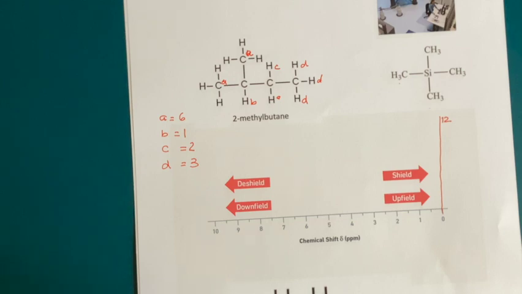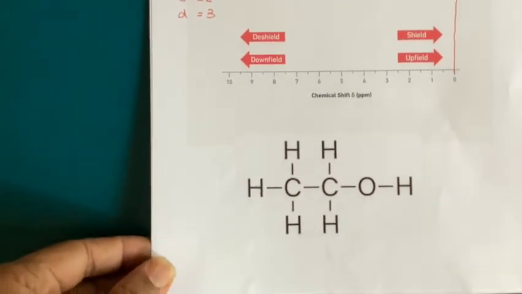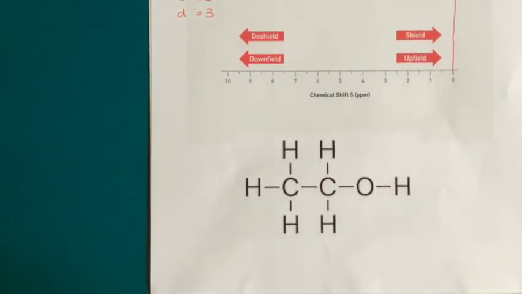Where exactly they will be, which ones will be more downfield or upfield, or more de-shielded or more shielded, is difficult to say, because 2-methylbutane is full of methyl groups. So you would not be expected to talk too much about shielding and de-shielding in a molecule like 2-methylbutane, but you might be expected to talk about it in a molecule like ethanol.